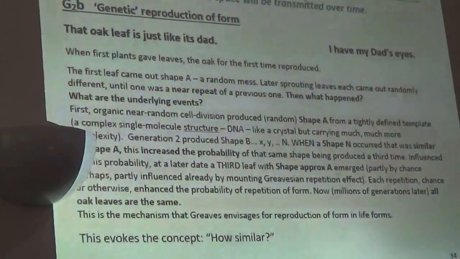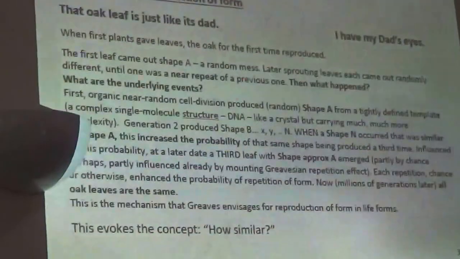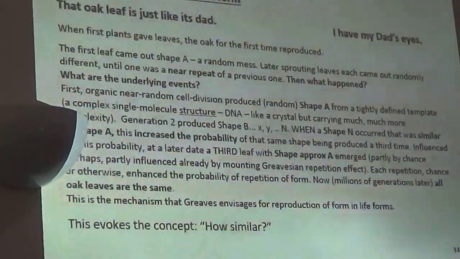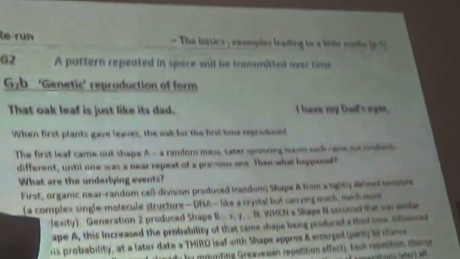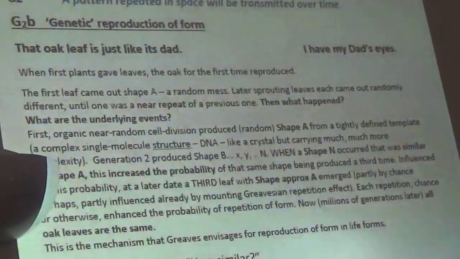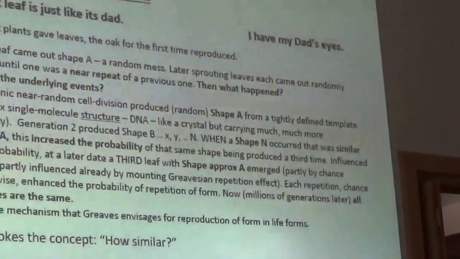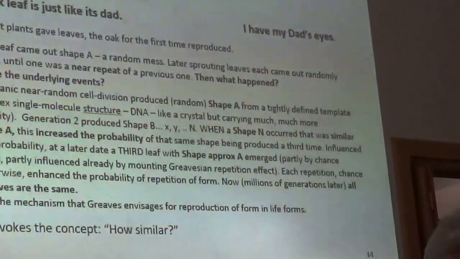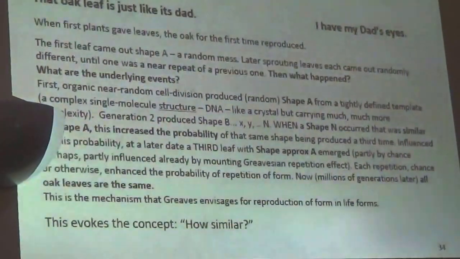First, near random cell division produced a random shape A from a tightly defined template, a complex single molecule structure, DNA, like a crystal but carrying much more complexity. Generation 2 produced another different random thing. It was not written on the DNA. The first time that DNA ever produced a living object, cutting Newtonian space into bits, if you like. First time that ever happened.